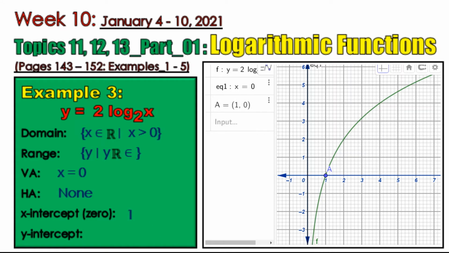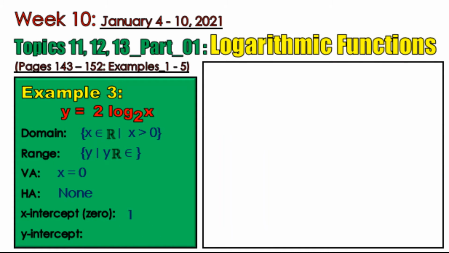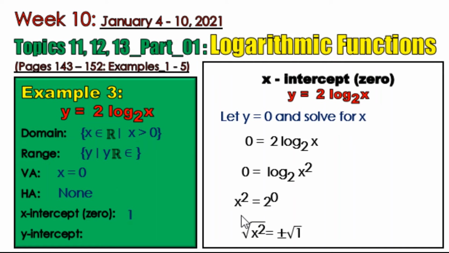Or algebraically you can solve for the x-intercept of this function. So how do we find the x-intercept, or the zero, of this function? It is very easy. We let y equal 0 and solve for x, since the definition of your x-intercept is the value of your x when y is 0. So you have y is 0, and we'll be solving for the value of x.